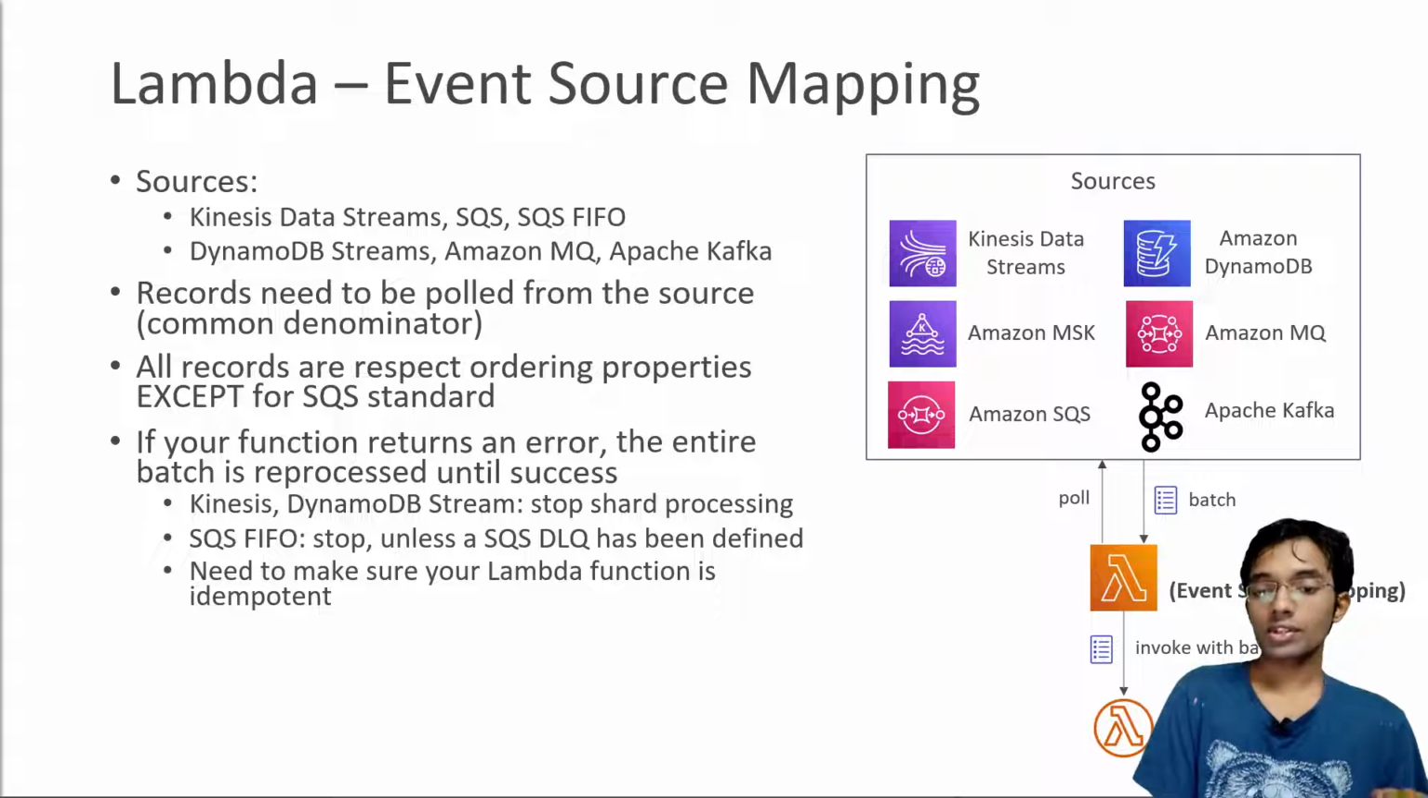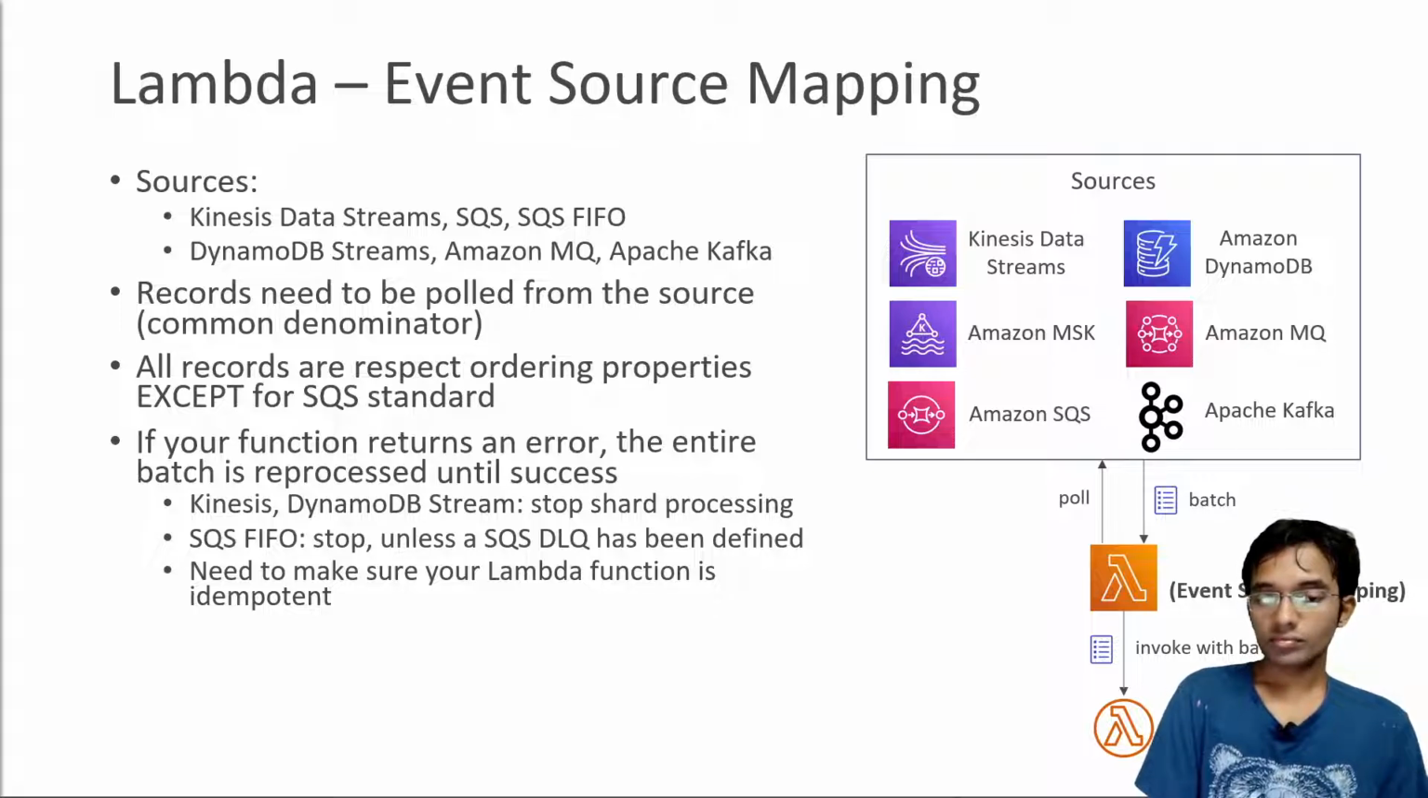Now if the function returns an error, the entire batch is going to be reprocessed until success. In case of Kinesis and DynamoDB streams, the shard is going to be stopped for processing. For SQS FIFO, it's going to stop unless you define an SQS DLQ, and then at some point the message will go into the DLQ. Overall, because the Lambda function can retry some messages, you need to make sure that the processing in your Lambda is idempotent. That means that if you see the same message twice, you don't have adverse effects running the function again.